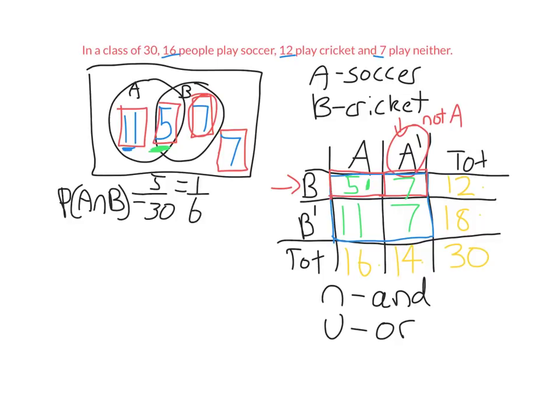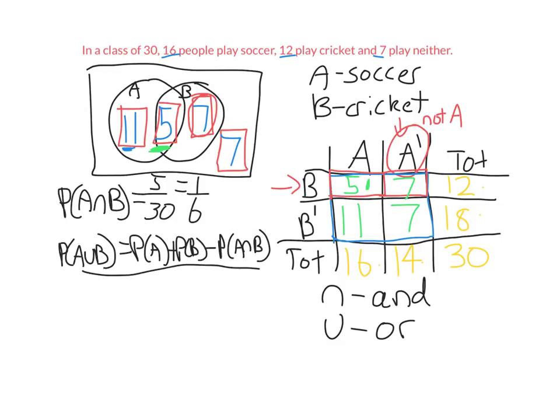So what about if I wanted to figure out the probability of A or B? This is saying what's the probability that a student selected at random plays soccer or cricket? It really means what's the probability they play soccer, play cricket, or both. So there is a formula for or. It's called the addition rule, because to find the probability something is A or B, you add the two probabilities together and you subtract the probability that both happen. So that here is the addition rule.